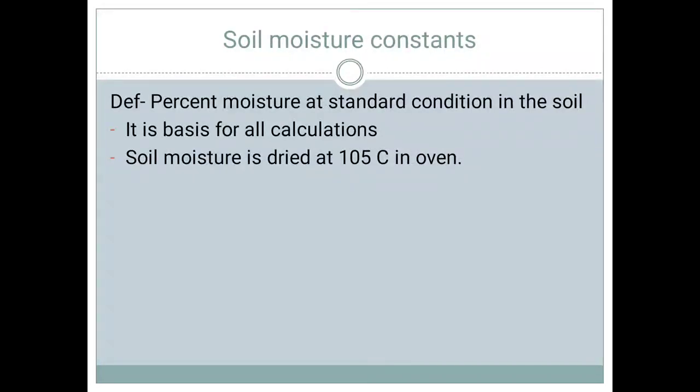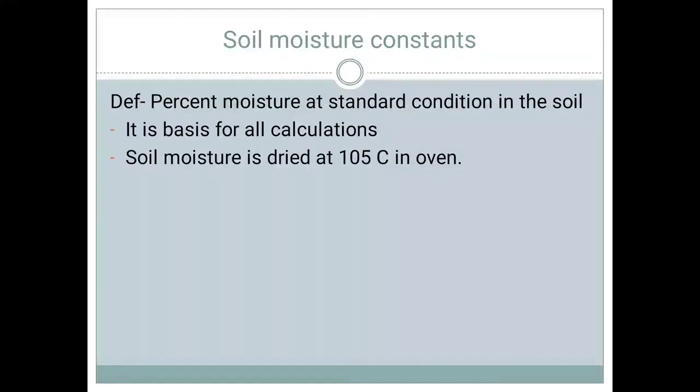And hygroscopic water, that is the third type of water, is also unavailable to the plants because this water is present in vapor form. Micropores and macropores both are filled with air, or we can say vapor, and therefore that water is not available to the plants. Hygroscopic water is held with high pressure, high energy, 31 to 10,000 atmosphere. That is what we have seen in the last lecture.